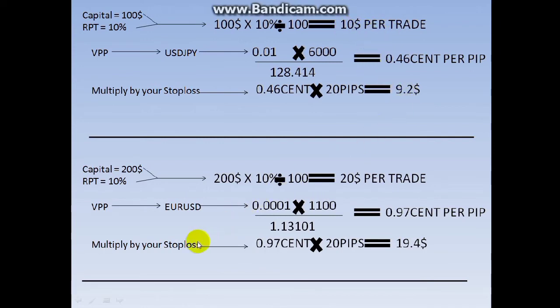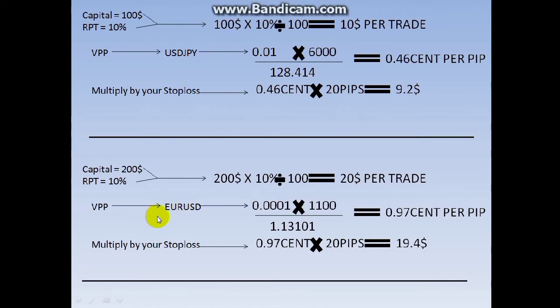Now going to a $200 capital account. Our risk remains the same, we are risking 10% per trade. You can actually reduce this to 9% or 8%, but this is just fair enough. Now 200 times our risk per trade divided by 100 will give us $20 per trade. We are risking $20 per trade.